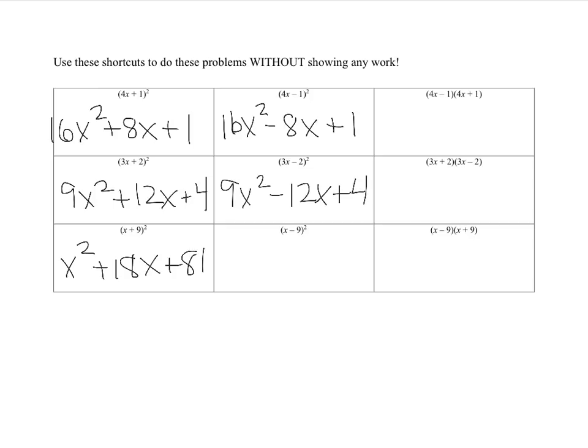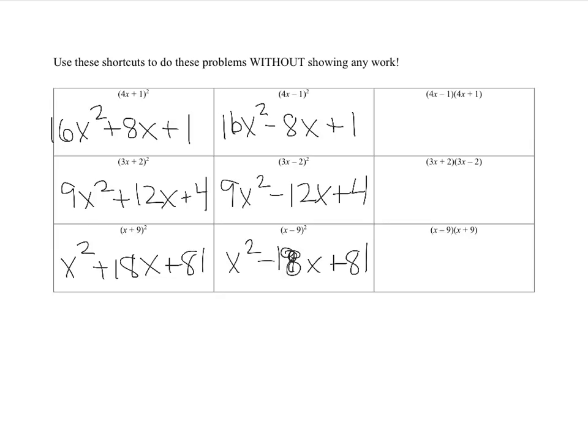Okay? The next one, square the x. So it's x squared. Multiply x times negative 9 gives us negative 9x, but we're going to double it. So we get negative 18x in the middle. Negative 9 times negative 9 is 81, so it's positive 81. So look, the only difference between the two columns is that in the first column we've got a positive middle term, in the second column we've got a negative middle term.